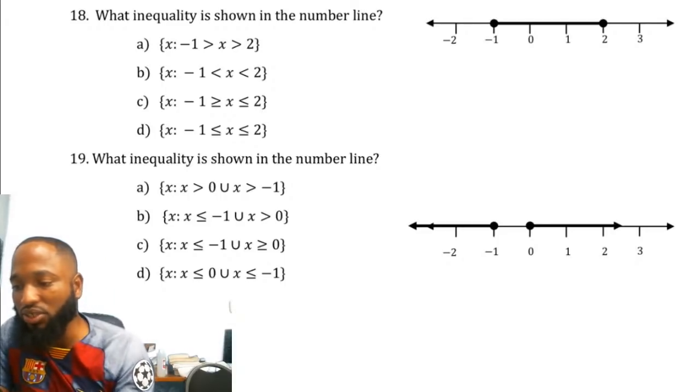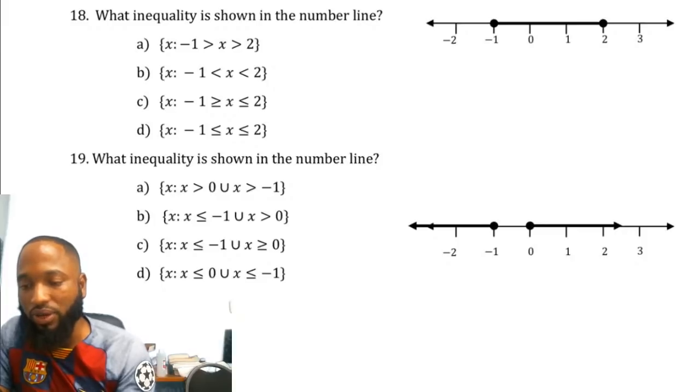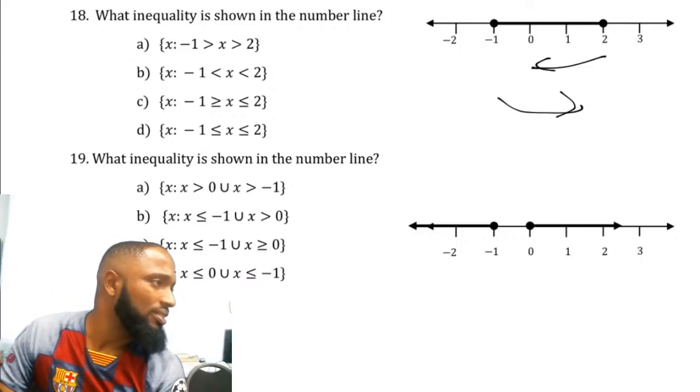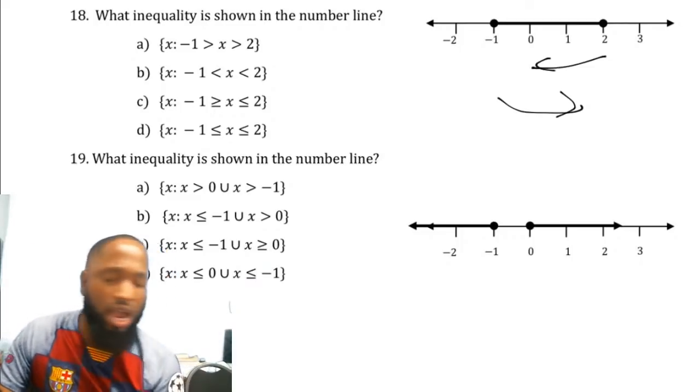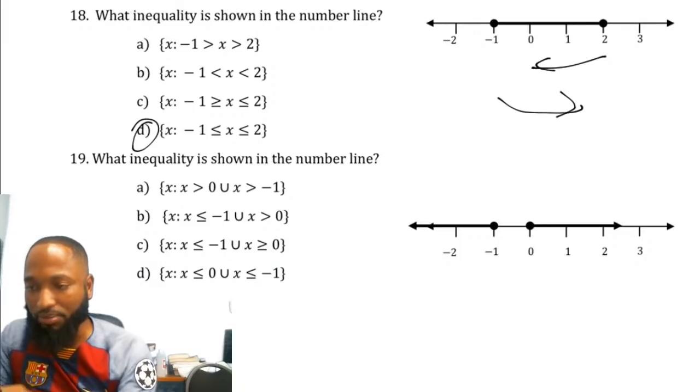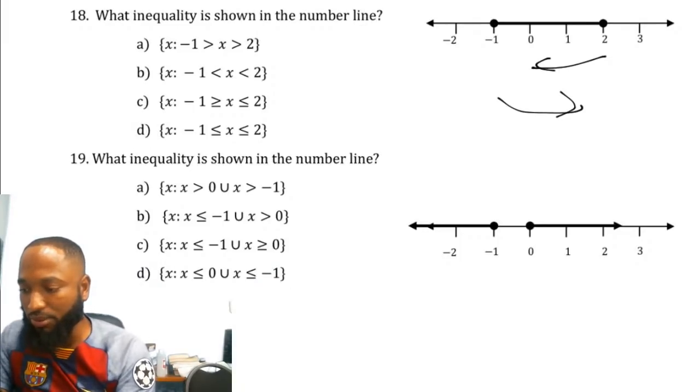What inequality is shown on the number line? Alright, so it's under 2, but it's over -1. What is it saying? 18, D or C? Let me go with the D. Ren said D. Let me see what happens. Let me just circle it. Ren said it must be greater than or equal to -1, and yeah, so it's D.